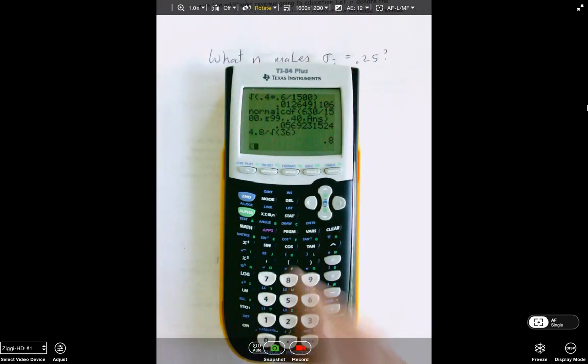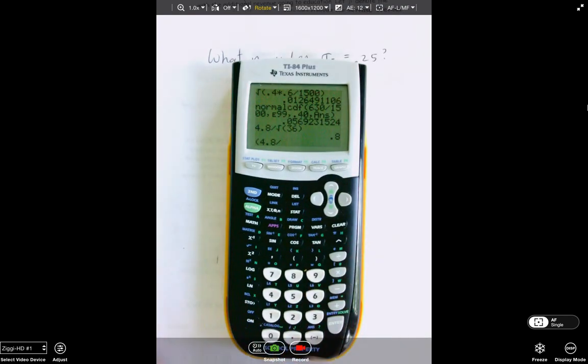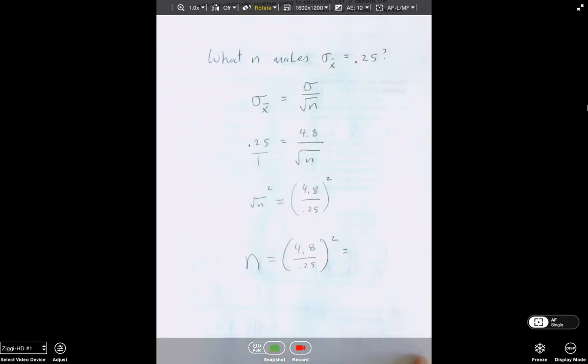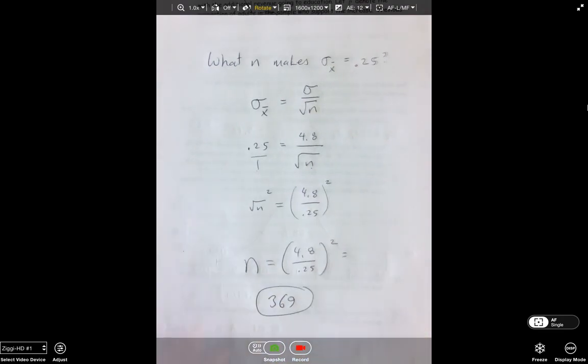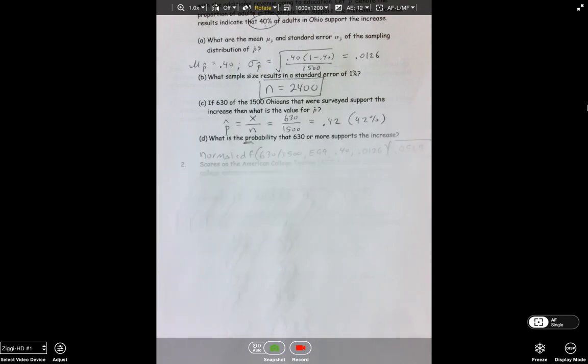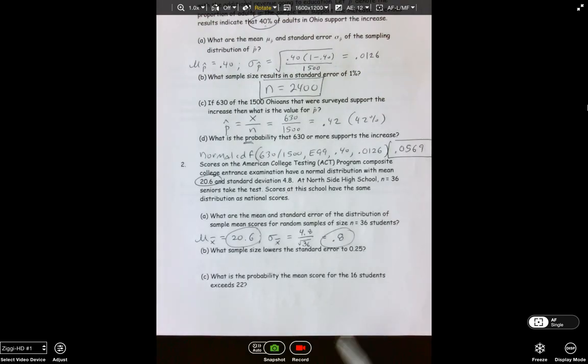All right, so everything has to be squared, so I put the 4.8 divided by 0.25, so everything is squared. I always round up on these problems, so the answer would be 369. So guys, you need a sample size of 369 to lower the standard deviation of the sampling distribution from 0.8 to 0.25.